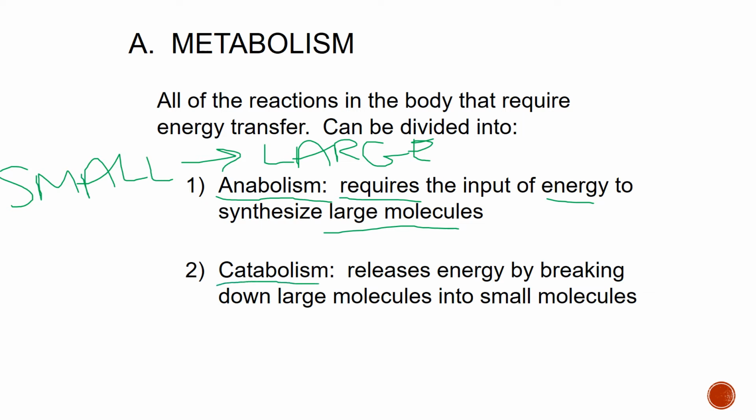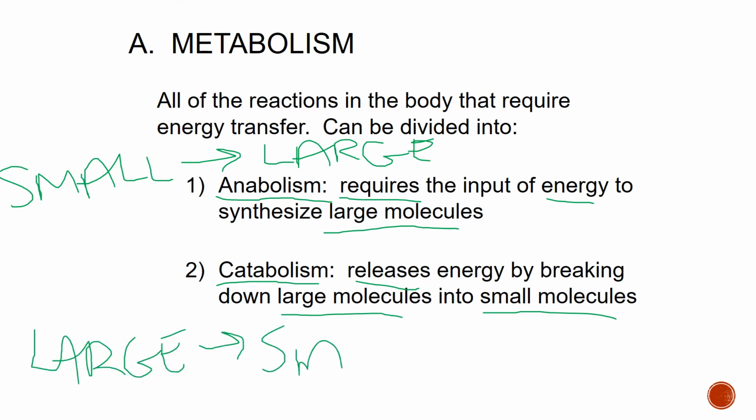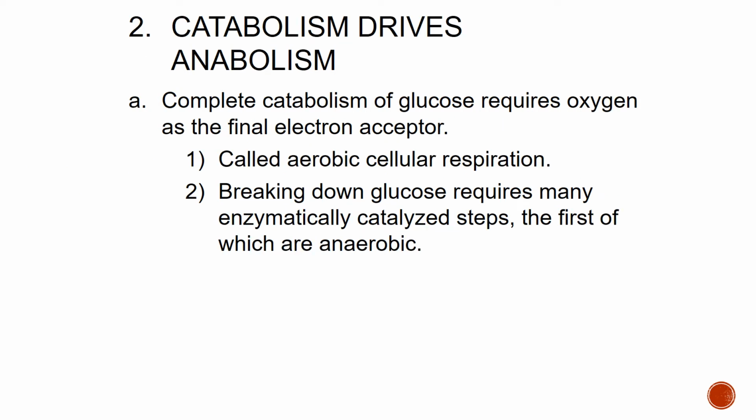Catabolism is the opposite, where now we're releasing energy to break down large molecules into small. So catabolic reactions go from large to small. An example of this would be with carbohydrates, going from a polysaccharide to, say, glucose, a monosaccharide, so that we can use that for later energy. So anabolic reactions, you're building up. Catabolic, you're breaking down. Again, just like we've seen before, both reactions are occurring all the time within the body.